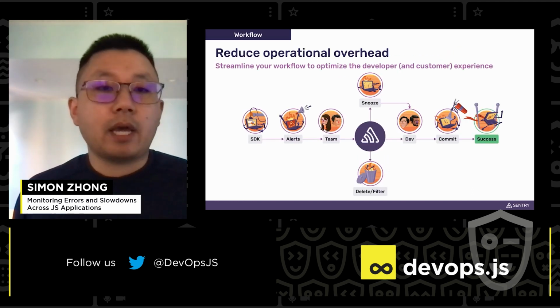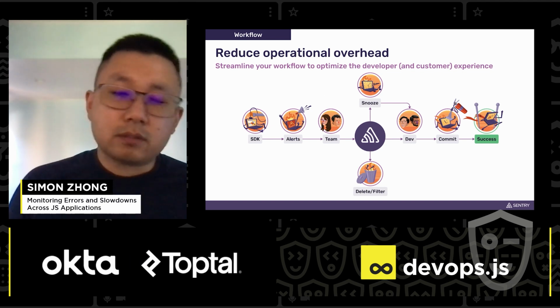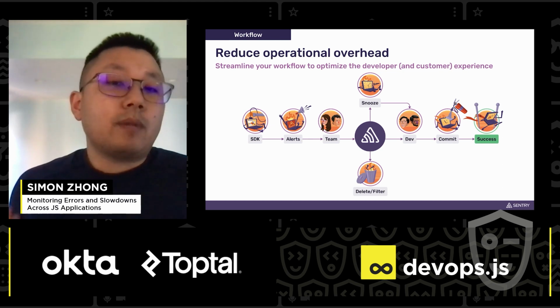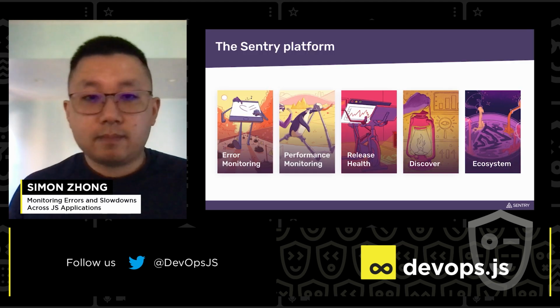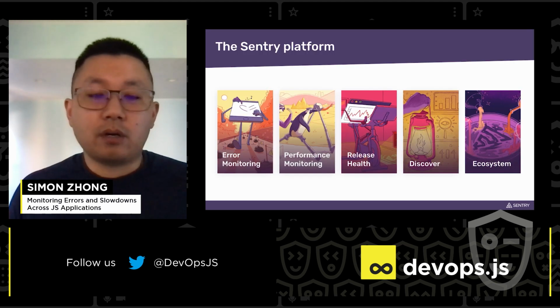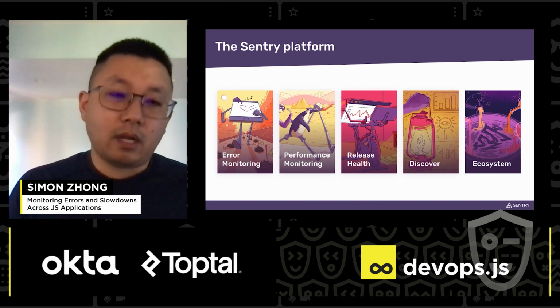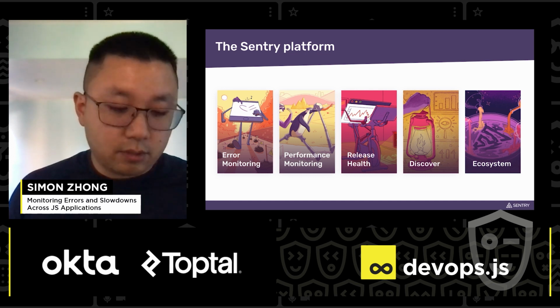With the Sentry SDK on your apps, we'll alert the necessary team members and developers when those errors and slowdowns happen, let them make those commits and the changes to optimize that developer and customer experience. The Sentry platform is divided into these five pillars here. We'll be focusing on the first three on the left. So that's the error monitoring, performance monitoring, and release health side of Sentry.